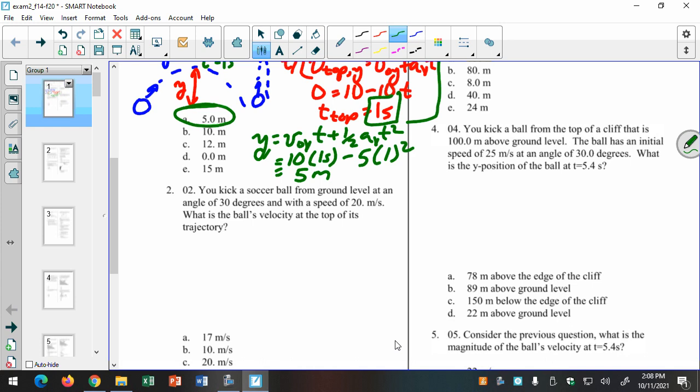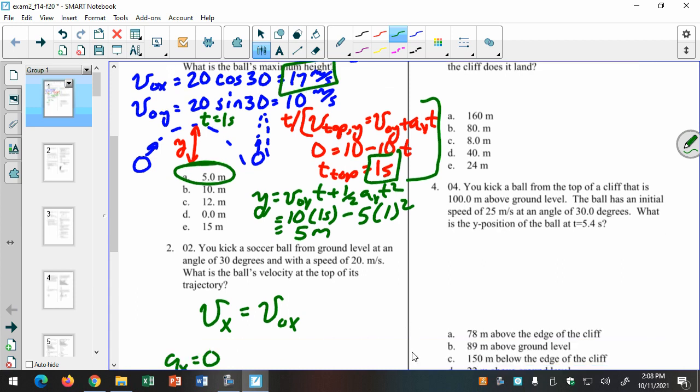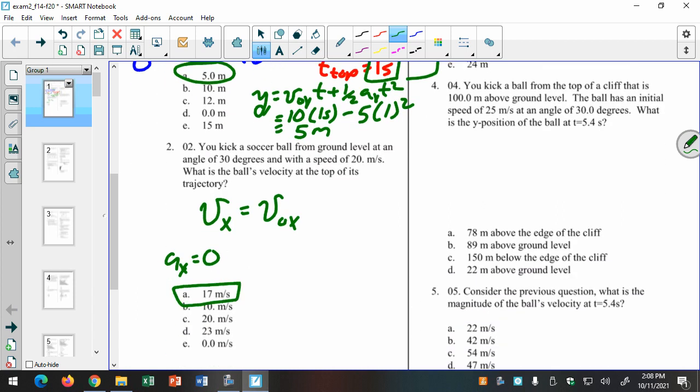Only the x component, right? I'm not sure who said that. One of you two, I think. Yes. Okay. So it only has the x component because the y component is 0 at the top. So I only have my x component, and that x component is equal to the initial x component. I know that's true because ax is equal to 0, and so the velocity doesn't change. And I can go back to where I found my x and y components of v0. So the answer is 17 meters per second.